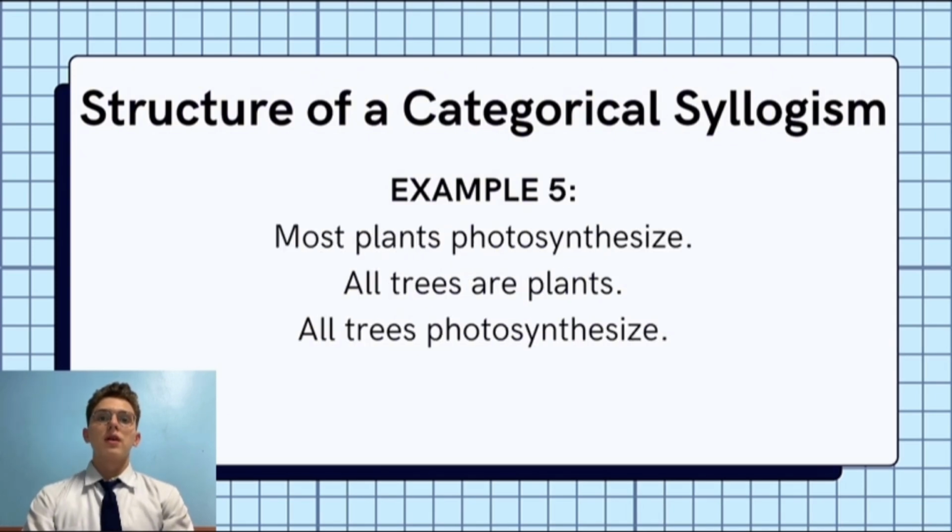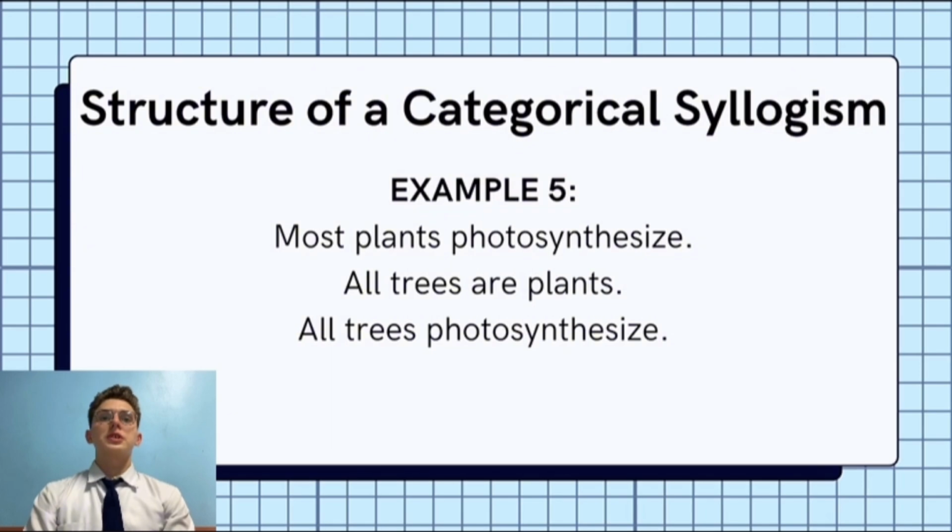Example 5. Most plants photosynthesize. All trees are plants. All trees photosynthesize. Now, in the fifth and last example, the major term or the predicate term of the conclusion is photosynthesize. The minor term or the subject of the conclusion is all trees, and the middle term, or the term that is not found in the conclusion, is most plants. Note, always remember that the major premise contains the major term.